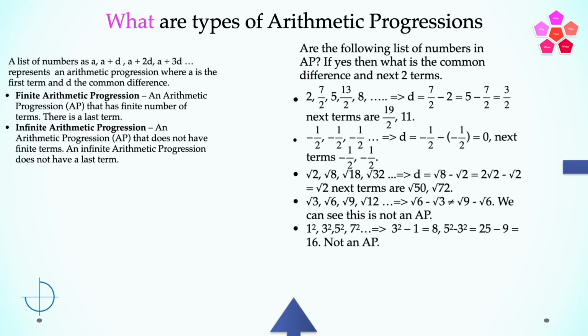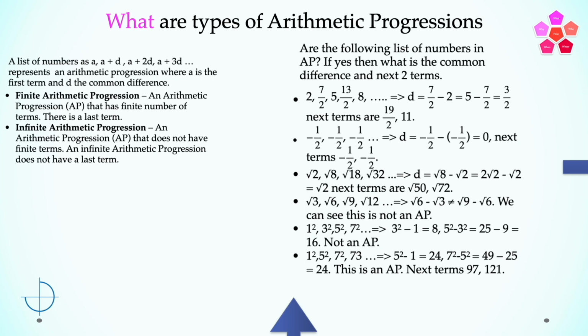Let's take the last list of numbers, 1 square, 5 square, 7 square, 73 and so on. Here we see 5 square minus 1 is equal to 24, and if we have 7 square minus 5 square, that is also equal to 24. So in this case, we see that this is an arithmetic progression. So next terms are 97 and 121.